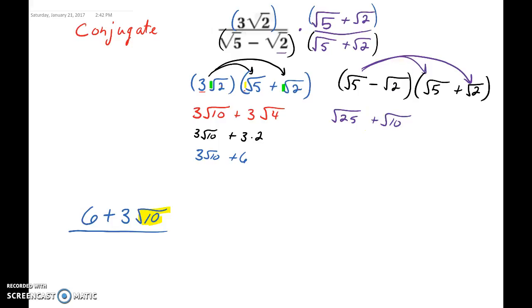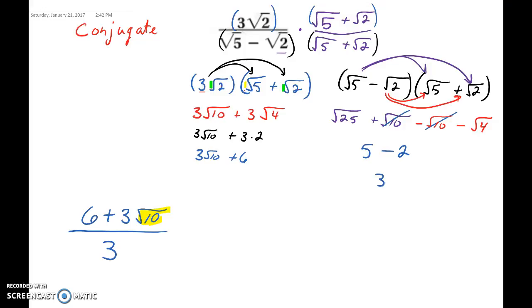And then here for our next number, I'll write them in red. So it's negative square root of 2 times square root of 5, so it's negative times positive, so it's minus the square root of 10. And then negative square root of 2 times positive square root of 2, so it's minus. We can multiply what's on the inside, so square root of 4. Now from here, the negative square root of 10 and positive square root of 10 cancel out. The square root of 25 is 5, square root of 4 is 2, so 5 minus 2, 3. All right, so now we have 6 plus this 3 times the square root of 10 over 3.